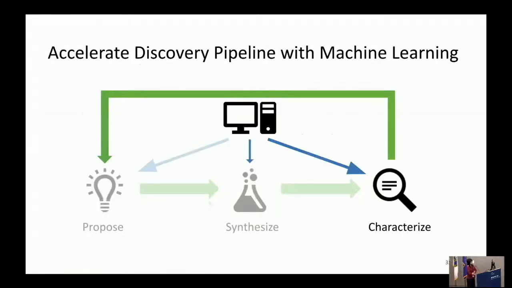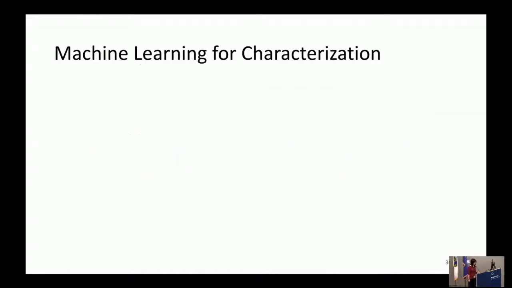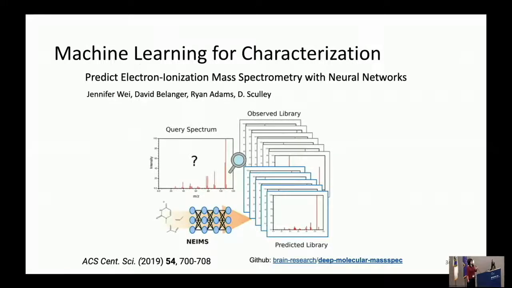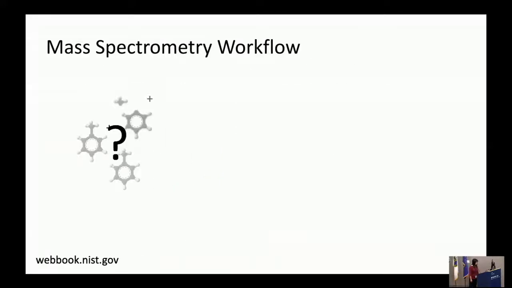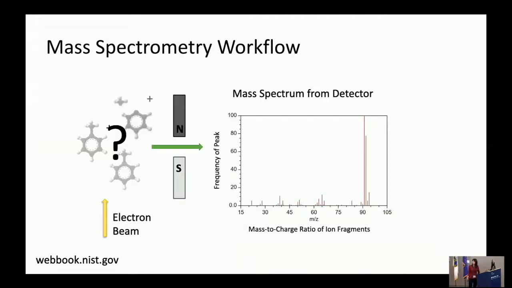Okay, so the last project that I would like to talk about today is one on characterization. For this model, we take an input molecule and we try to predict its electron ionization mass spectra. So what is mass spectrometry about? Well, let's say you have some molecule that you don't know the identity of. One process you can take to try to identify the molecule is to ionize it with an electron beam and then accelerate it through an electromagnetic field to get a spectra. And the spectra is then basically a histogram of the resulting ions from the ionization of the molecules, sorted by mass to charge ratio.